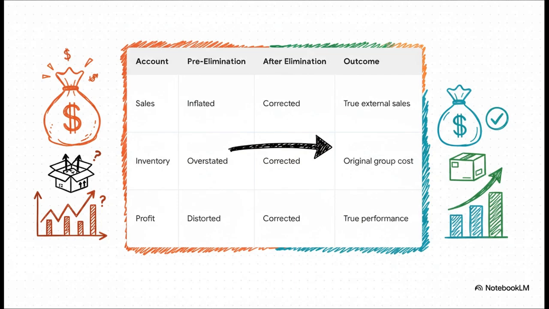Before we do anything, the numbers are inflated and distorted. Sales look bigger than they are, inventory is overvalued, and net profit is just plain wrong. But after our eliminations, we get the real story. We see the true sales to the outside world, inventory at its original group cost, and a net profit that genuinely reflects how the group performed.